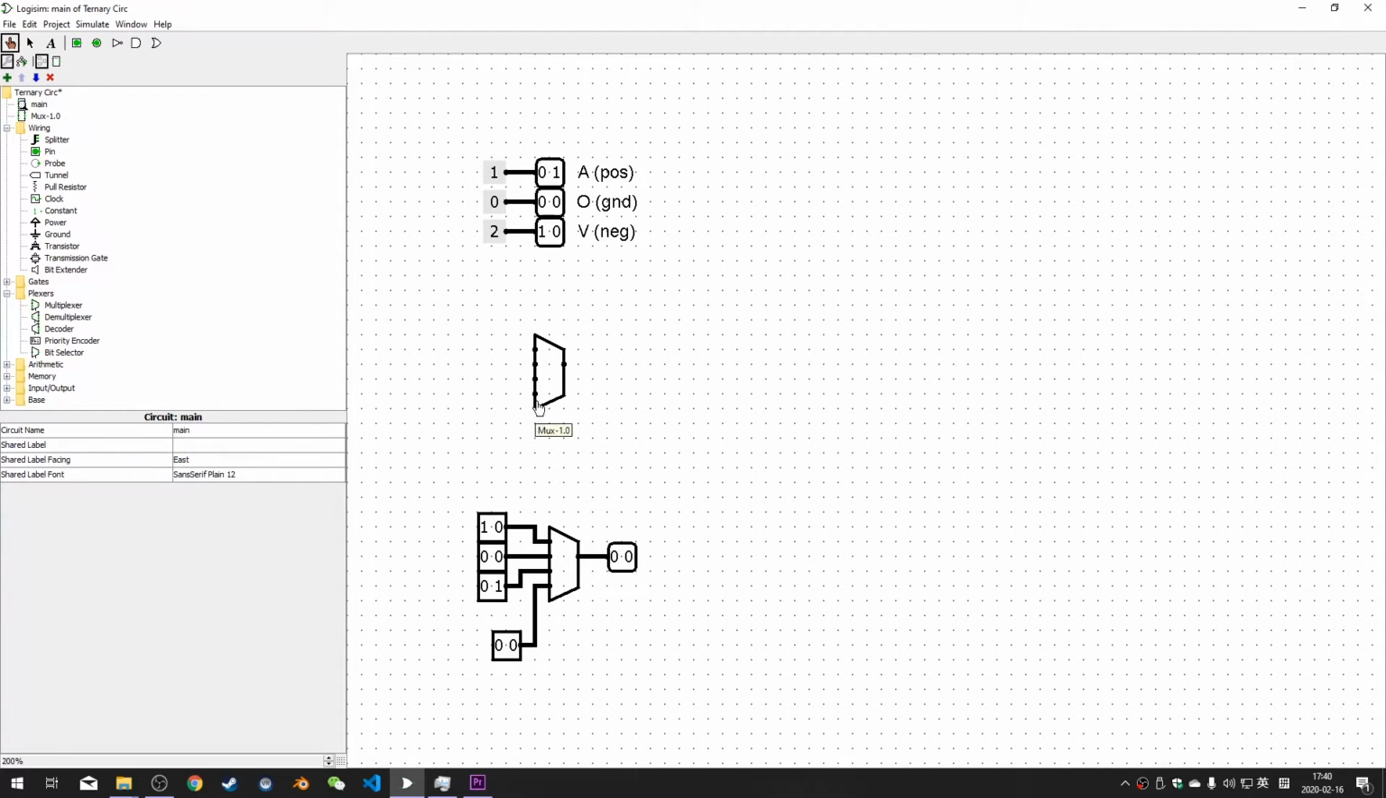When S is +1, the output is connected to the P channel. When S is 0, the output is connected to the M channel. And when S is -1, the output is connected to the N channel.